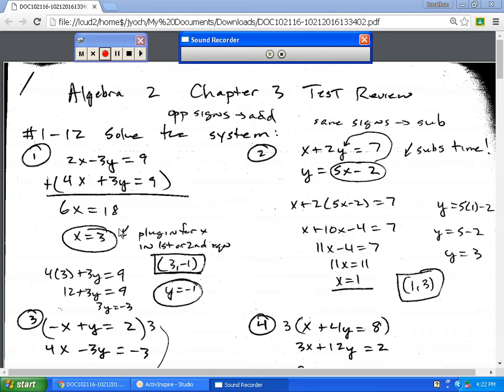X is 3. Plug this in for x in either the first or the second equation. I think the second equation is better. You got a positive y. 4 times x, 4 times 3 plus 3y is 9. You're going to get 3y is negative 3. Y is a negative 1.